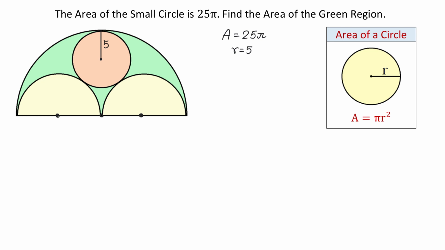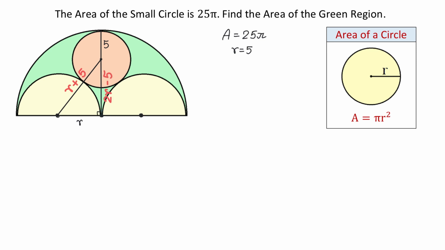Now to find the radius of the yellow semicircles, we will start by connecting the center of the orange circle with the center of the yellow semicircle. We will also need to connect the center of the orange circle with the center of the large semicircle. And now what we have here is a right triangle. Let the radius of the yellow semicircle be represented by letter r. So the bottom side of this triangle is r. The hypotenuse of this triangle is the sum of radius r and radius 5. Now the right side is 2r minus 5.